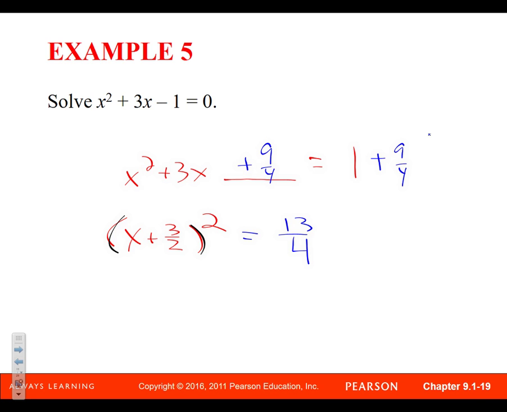Did I do that wrong? I just took 1 and made it 4/4. Okay. At this point, square root both sides. X plus 3/2 is equal to plus or minus the square root of 13 over 2. Correct?